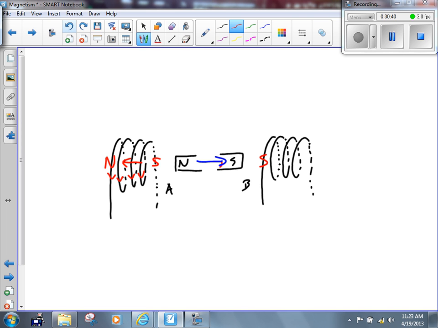Now you're going to have a north pole over here. You're going to have a field going from south to north. The coil is going to have a thumb pointing from the south pole towards the north pole, which is toward the right. My fingers are going to point up in front. Not back.